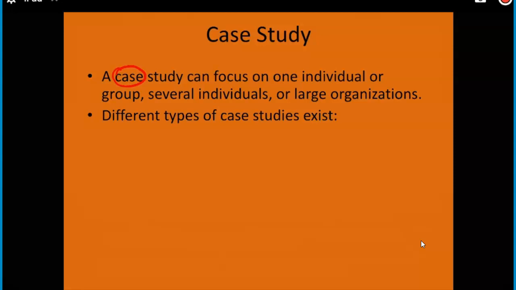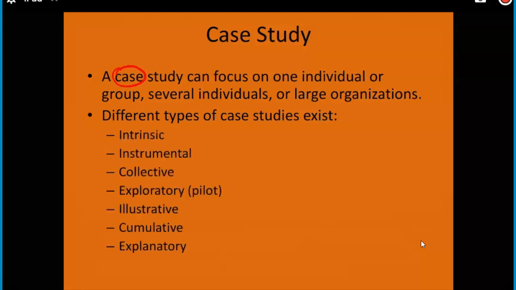There are lots of different types of case studies. It's almost like you can throw any sort of adjective before the term case study. So I threw a few in here. There's intrinsic case studies, instrumental, collective, exploratory or pilot studies, illustrative case studies, cumulative case studies, explanatory case studies, and there's probably a whole lot more adjectives that exist too. Those are the ones that I found. I'm not going to go into great detail describing these. I believe that intrinsic, instrumental, and collective might have been the ones one of the articles mentions. So if you're interested in that, look at that article's definition of those.